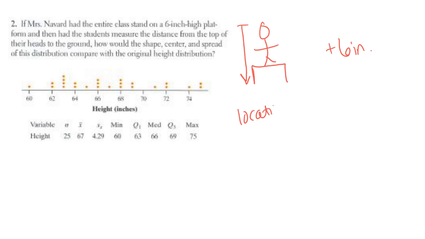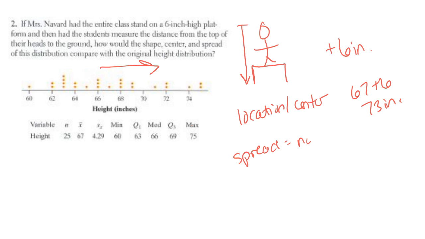So my measurements of location and center are going to be affected. I'm going to be adding 6 inches to my mean here, so my mean will shift over to 73 inches. Basically, my entire dot plot is going to shift to the right 6 inches, because my measurement of spread is not affected by adding a 6 inch constant, and neither is my shape. Remember, my shape stays the same regardless of addition, subtraction, multiplication, or division.